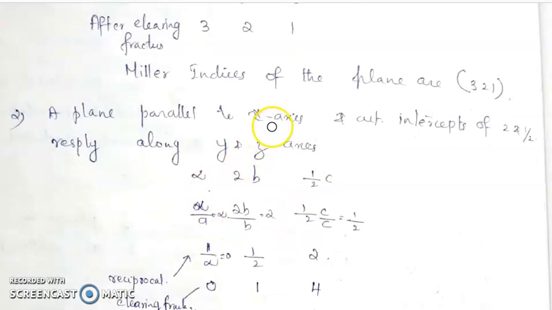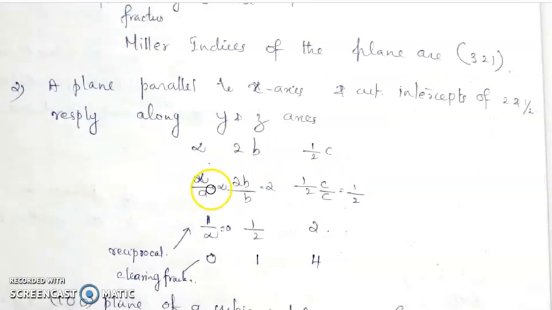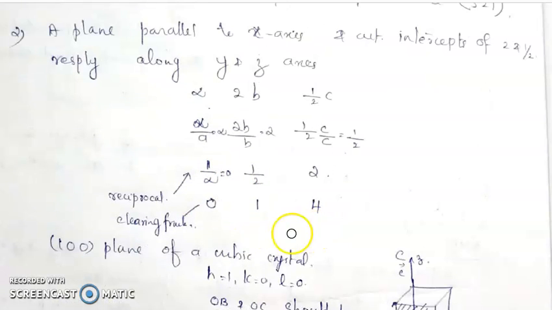Another example: a plane parallel to the x-axis and cutting intercepts of 2 and 1/2 respectively along the y and z axes. So here it is parallel to the x-axis, which means its intercept is infinity. Then infinity by a is infinity again. Here 2, here we have 1/2. Then we have to take the reciprocals. So 1 by infinity is equal to 0. So 0, 1/2, 2, then multiplying by 2, you will get 0, 1, 4. So (014) is the representation of the plane.